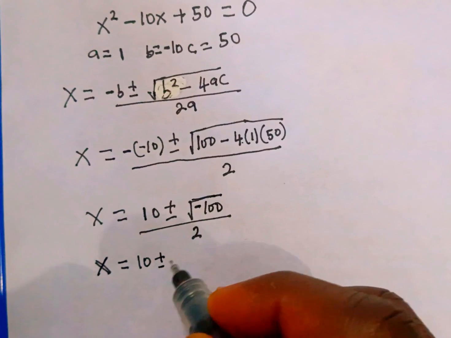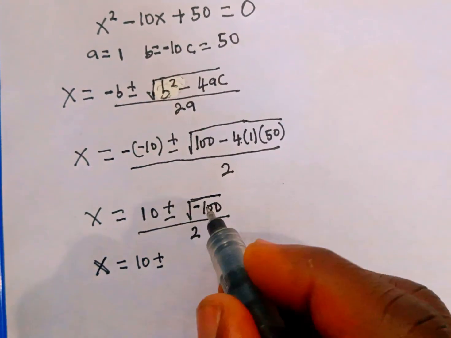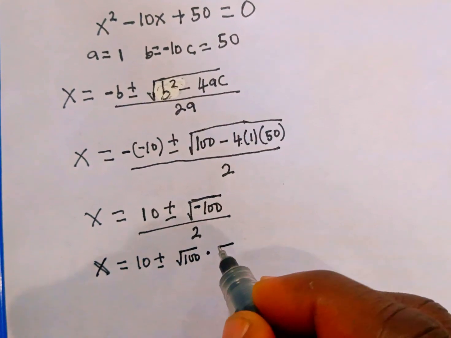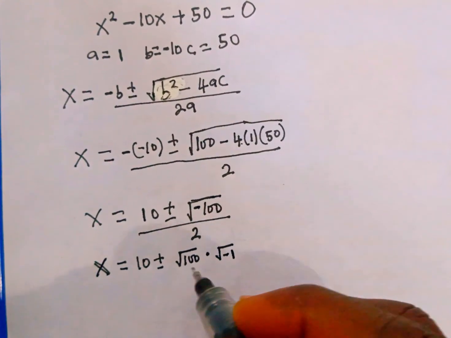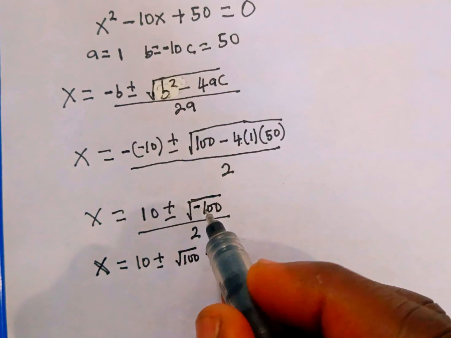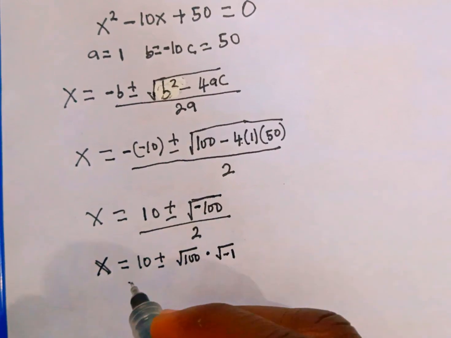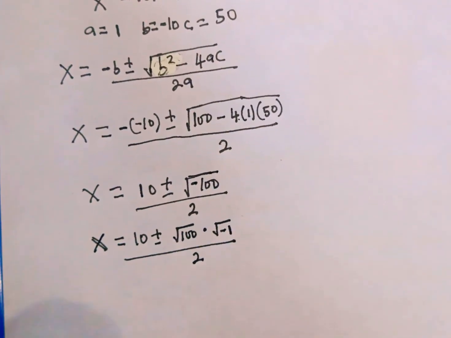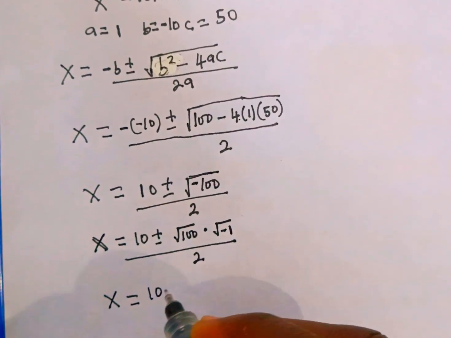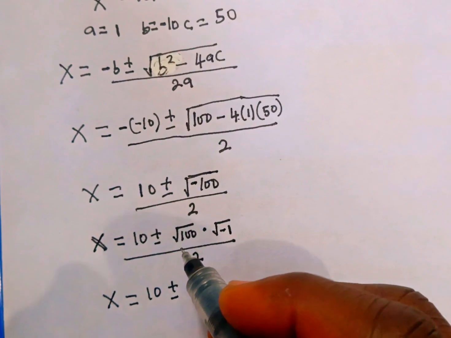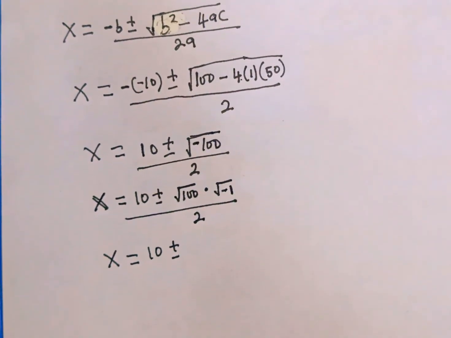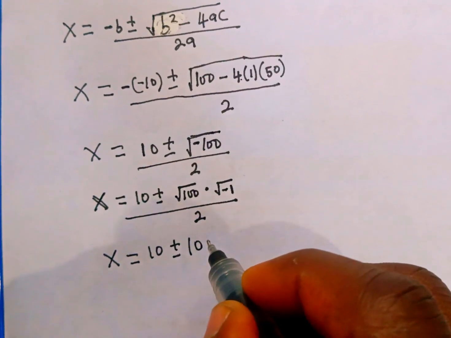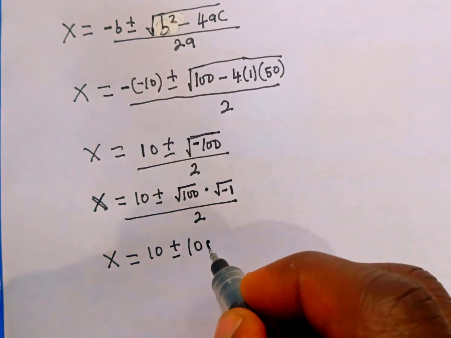10 plus or minus, here we have negative 100, so this can also be written as what? Square root of 100 multiplied by square root of negative 1, because when you multiply negative 1 and 100 it gives us negative 100. So everything all over 2. So now we are going to have x equal to 10 plus or minus, what is the square root of 100? 100 is a perfect square, so when you take the square root of 100, it's going to give us 10, then multiplied by square root of negative 1, which is going to give us i, which is what?